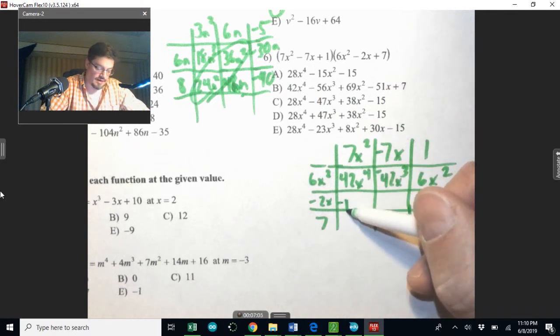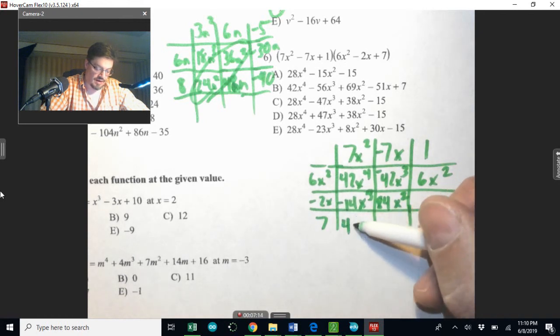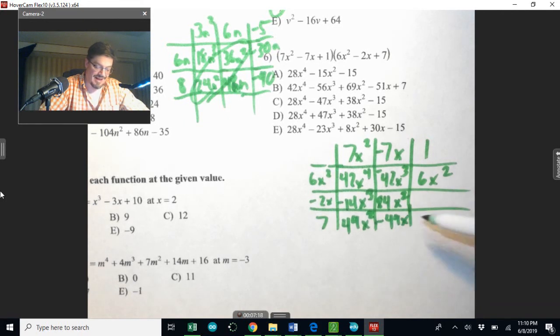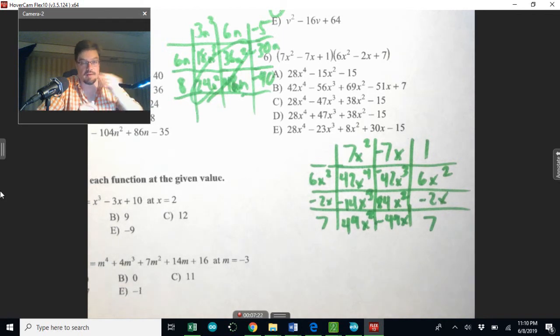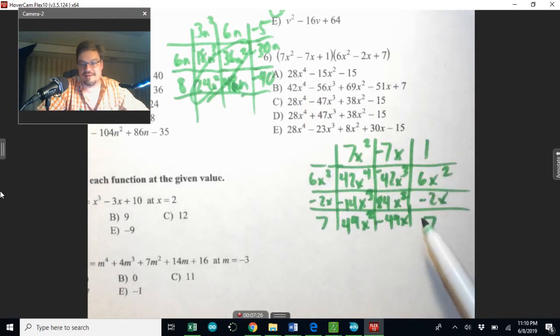This guy will be a negative 14x to the third. This guy will be a positive 84x to the second. This guy will be a 49x to the second. This guy will be a negative 49x. This guy will be a negative 2x. And this guy will be a 7. Now you can kind of see it verified here: 42x to the fourth plus 7. That's exactly what you got.